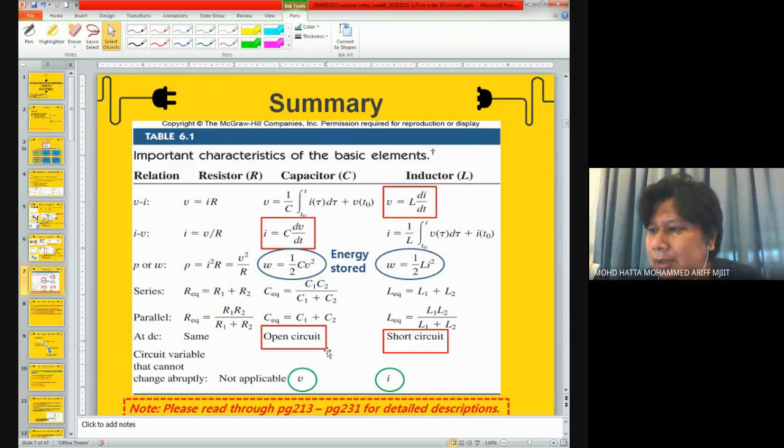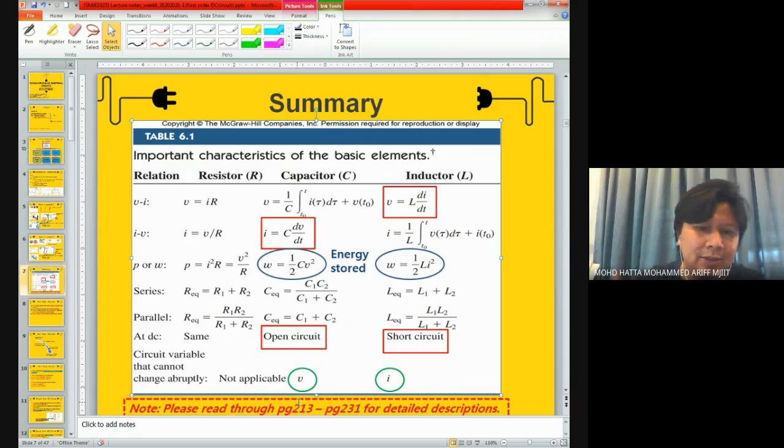And I think this part is very important in terms of how a capacitor behaves if we have a DC supply connected to the circuit for a long time, i.e. at the steady state. During steady state, you should know that the capacitor will behave like an open circuit, and the inductor will behave as a short circuit. That's very important. Another one is about variables that cannot change instantaneously.